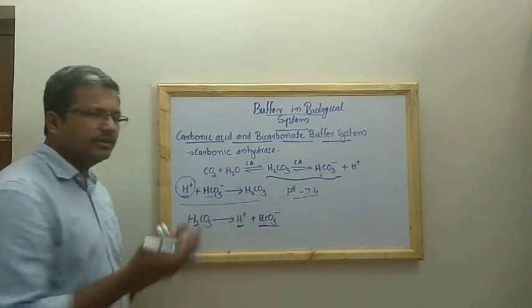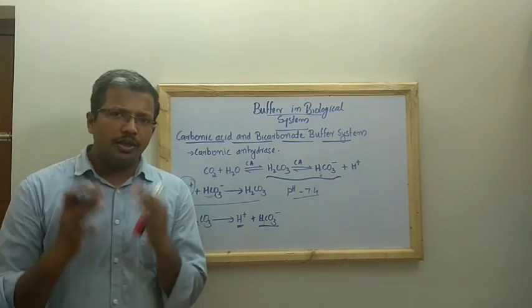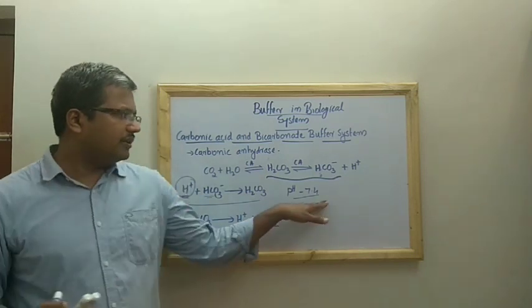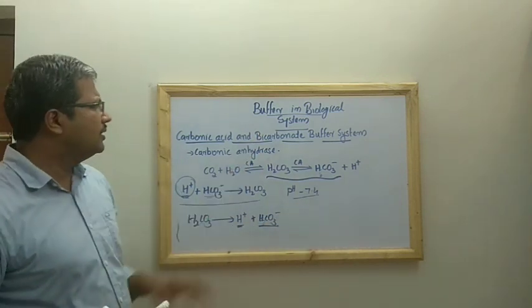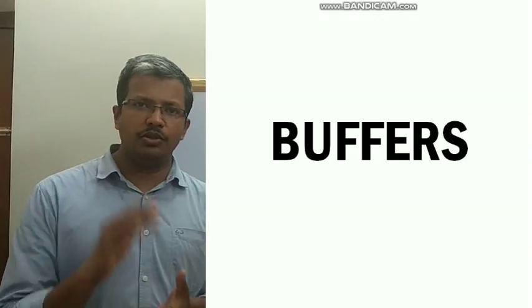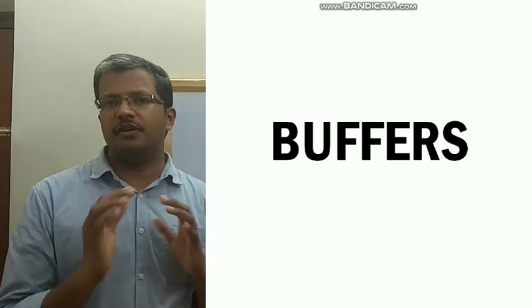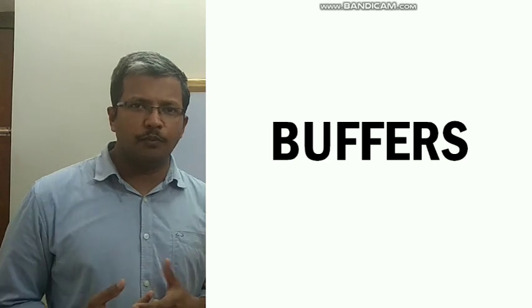So this back and forth reaction is playing a role in human blood to fix the blood pH at around 7.4. Okay, that's about the carbonic acid and bicarbonate buffer system. So we have discussed so far buffers and different buffer systems in living organisms. So let us revise the topic.